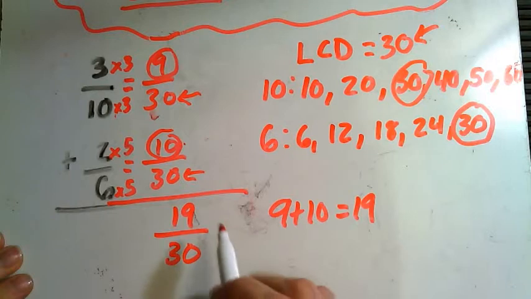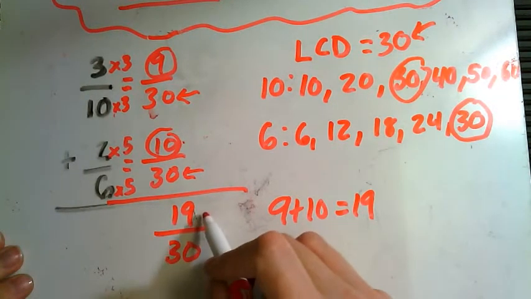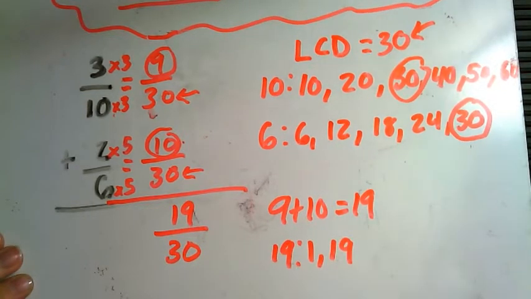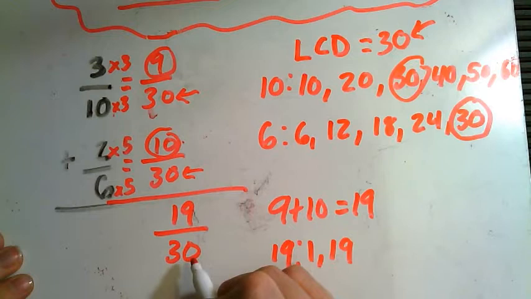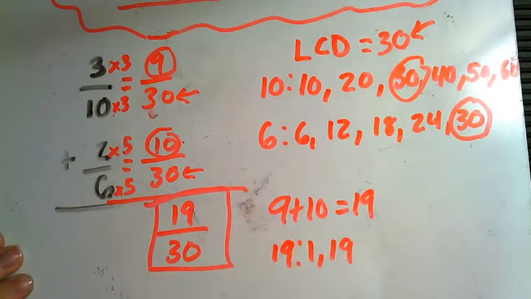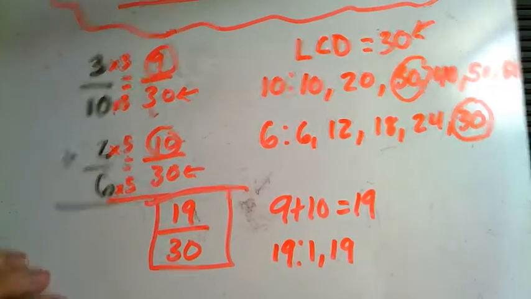Now I'm going to think to myself, can I simplify? And I know that I cannot, because when I factor 19, all I can do is 1 times 19. And I know 19 cannot go into 30. So this is in simplest form. 19 thirtieths is the answer to 3 tenths plus 2 sixths.